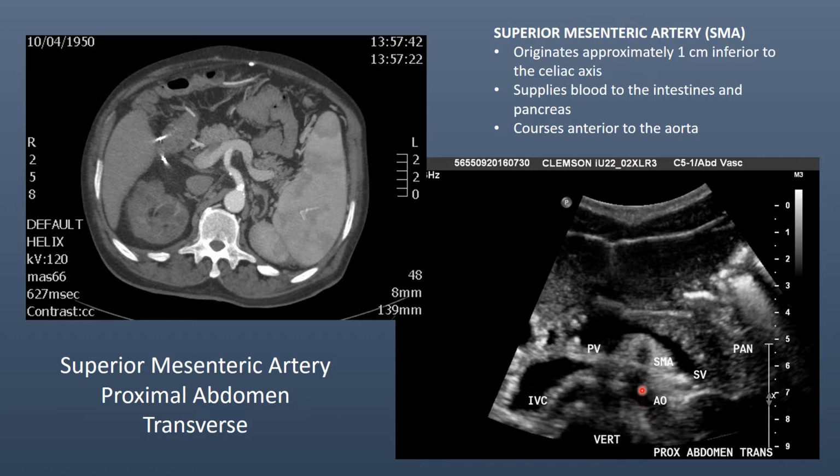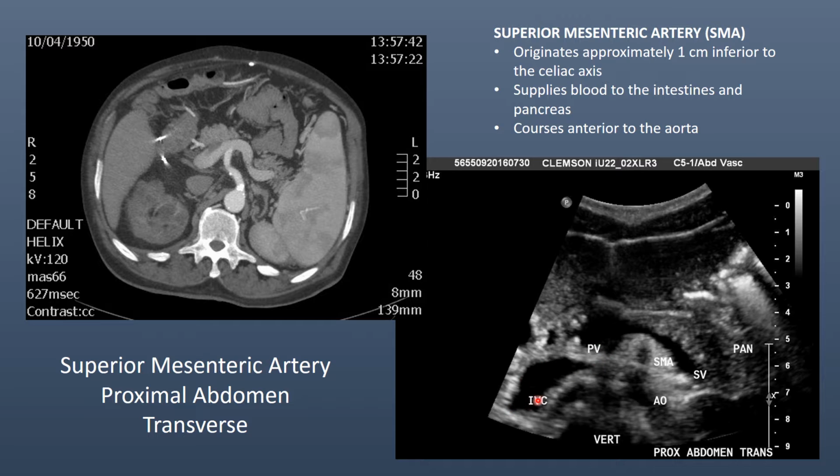We have the aorta in transverse view. Anterior to the aorta, we have the superior mesenteric artery. I want to mention that the superior mesenteric artery supplies blood to the intestines and the pancreas, and it courses anterior to the aorta, posterior to the splenic vein, which is what we see here. This is the splenic vein coursing posterior to the pancreas, which is this area. So we have the splenic vein as it's becoming the portal vein when it combines with the superior mesenteric vein.